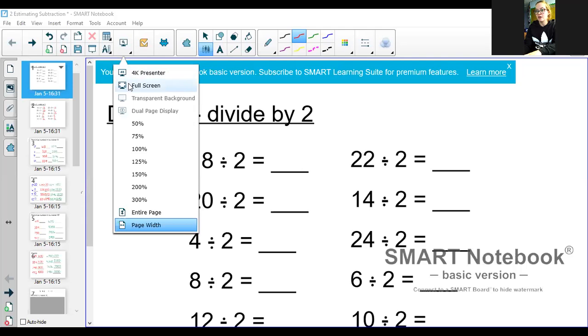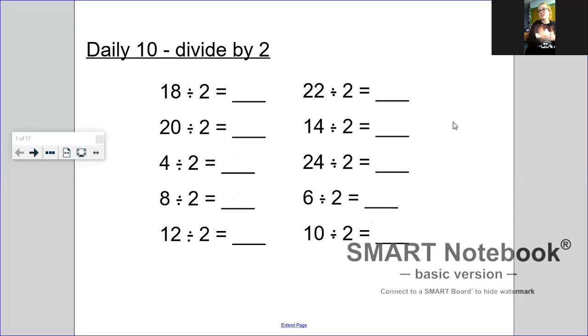And let's begin. Let's see if I can share my screen. Here we go. I hope you can all see this. So first thing we're going to do, guys, we have got dividing by 2. Divided by 2 is just the same as halving, okay?